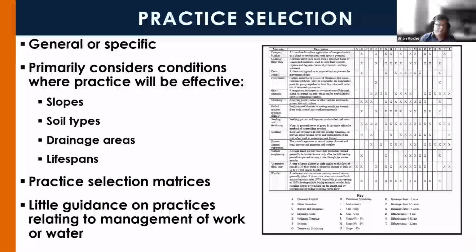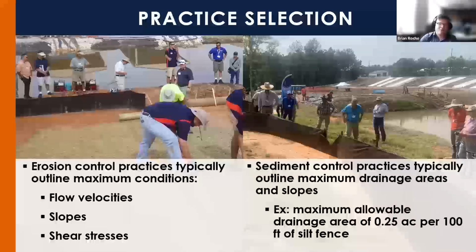We found one communication practice, we can see here. This one's from the Iowa Department of Natural Resource. That's a practice selection matrix that outlines the conditions and applications that different practices are effective in. So practice selection for erosion control typically outlined maximum conditions where they'd be effective. It could be flow velocities or shear stresses or slopes. And then sediment control practices mostly had maximum upstream areas guiding their selection.